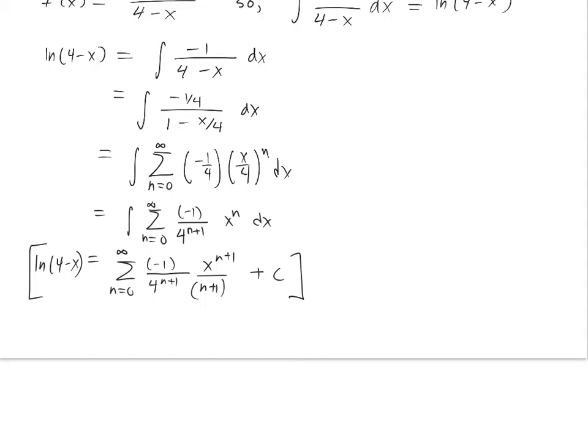Does it make sense? It's going to be a good idea to plug in x equals 0 to find that c. Yes, exactly, the natural log of 4 still exists. So at x equals 0, on the left side we get ln of 4. On the right side we have just c. And there's no need to rewrite it. If you figure out what c is, we're done.